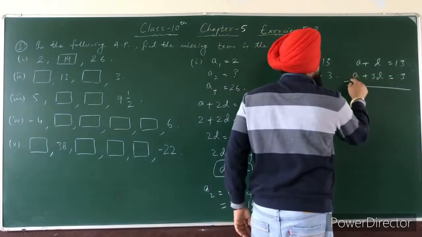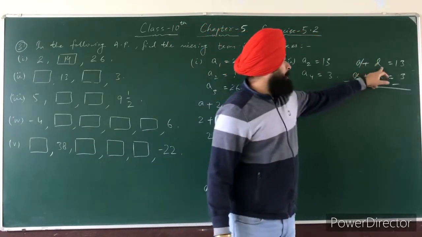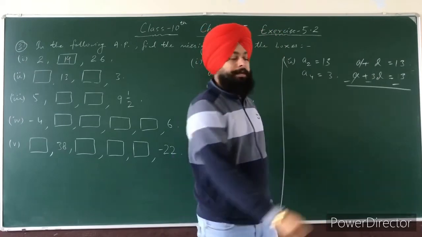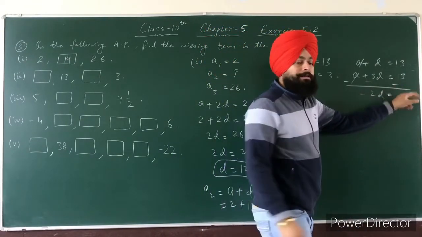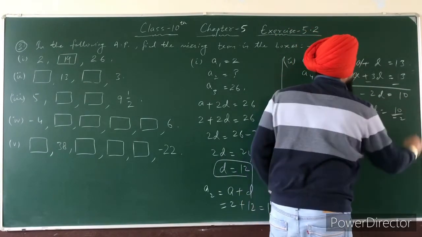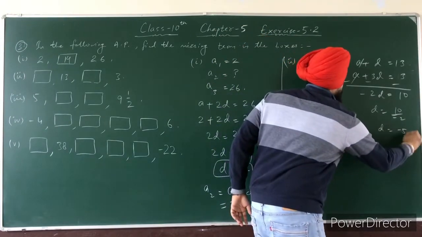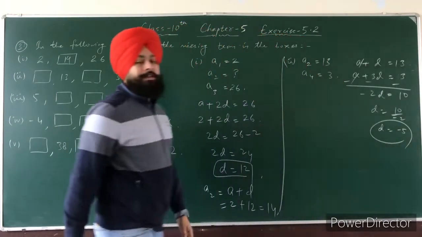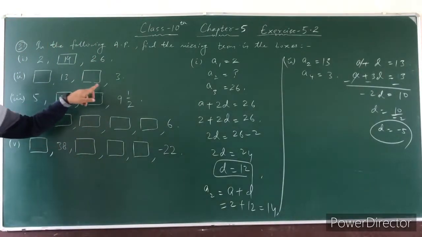So first change the signs. Now plus a minus a is cancelled. Plus d minus 3d is minus 2d. And 13 minus 3 is 10. You can write d equals 10 over minus 2, and 10 over minus 2 is minus 5, which means the common difference is minus 5. Now we can find the first term and the third term.